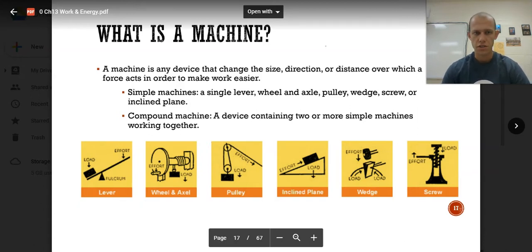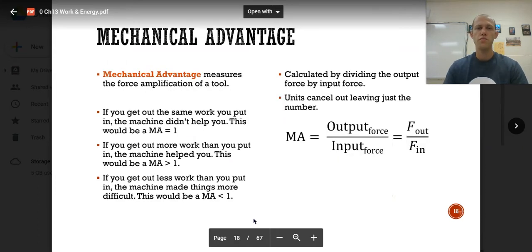Sometimes gears are lumped into there. A compound machine is a device containing two or more simple machines working together. So these are the 6 simple machines we're going to be working with in this chapter, and all machines are comprised of these. When you have a machine, it gives out a certain mechanical advantage, a benefit to using that tool. If it doesn't benefit you in some way, make it easier in some way, why use it? Tools are there for a reason, to make things easier.